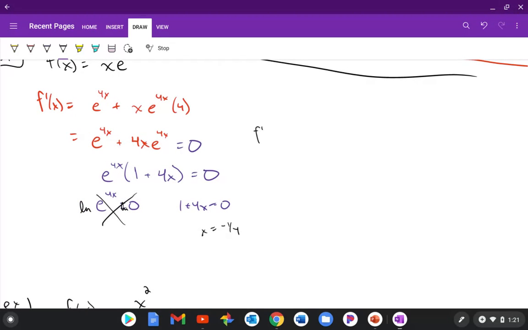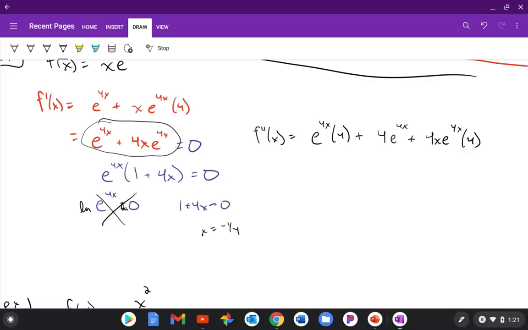So we need an f double prime. I would use this one here to evaluate. So it's going to be e to the 4x times 4 plus, now we do need a product rule with the second one. So 4 e to the 4x plus 4x e to the 4x times 4. All right, and remember, we don't have to solve this. We're just going to plug something into it, so it's not too bad.